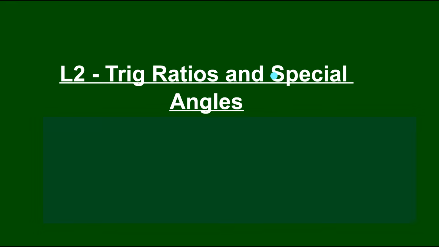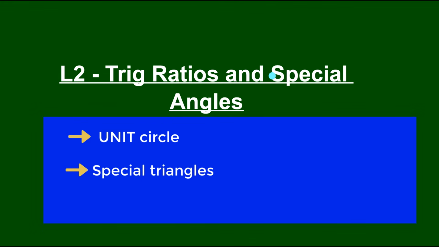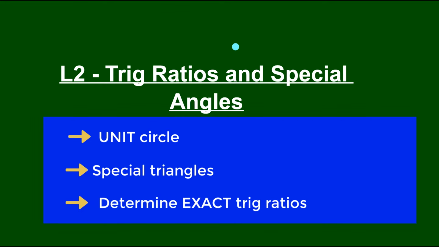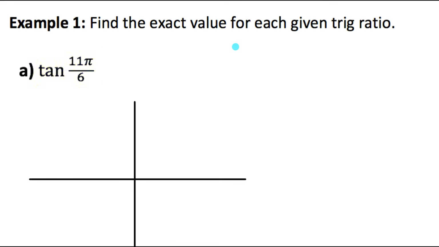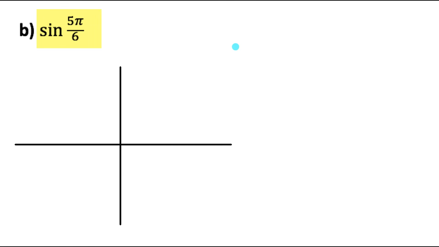In this lesson, we're going to look at how to use the unit circle and special angles in special triangles to get exact values for trig ratios where the angles are given to us in radians. Before we can evaluate things like tan of 11 pi over 6 or sine of 5 pi over 6 and get exact values for those, I need to remind you about a few things.